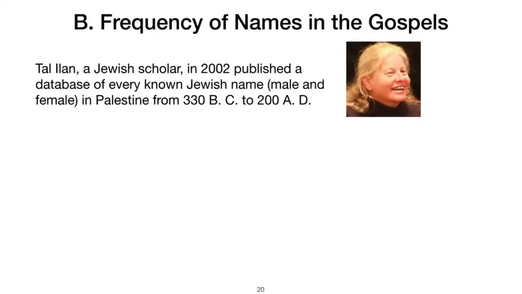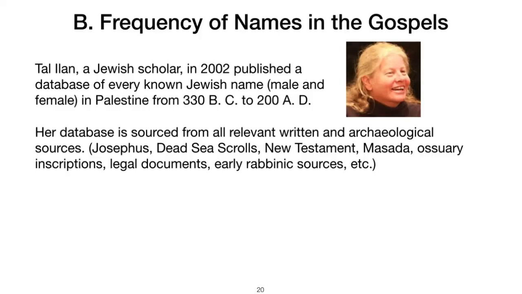And we have a Jewish scholar to thank for this, a woman, I think you pronounce that Tal Ilan, who in 2002 published a database of every known Jewish name, every name of a Jewish person, from 300 BC to 200 AD, over a period of 500 years, okay? And she gathered this information from all kinds of sources. So she gathered it from archaeological sources, from the writings of Josephus, from the Dead Sea Scrolls, and of course from the New Testament documents. She gathered it from documents from Masada, from ossuary inscriptions, from various legal documents, from early rabbinic sources. So she just used everything she could get her hands on that gave the name of somebody. She compiled those names and made a database of them.